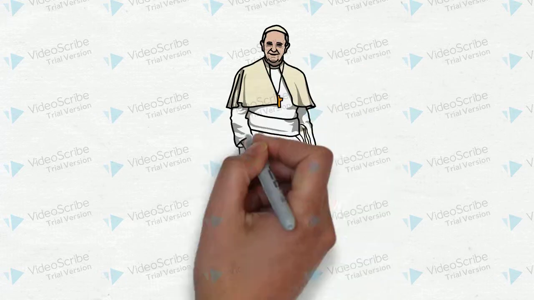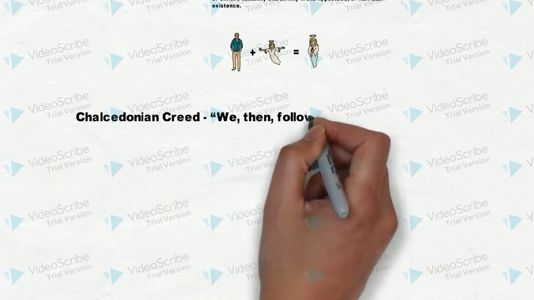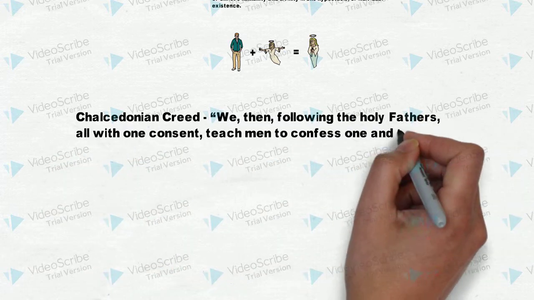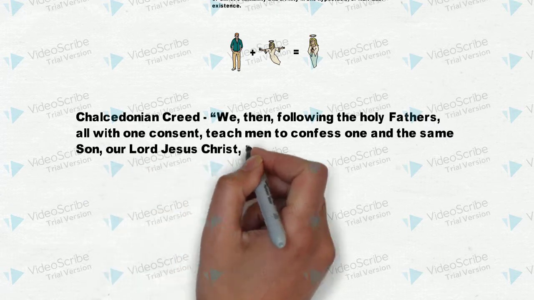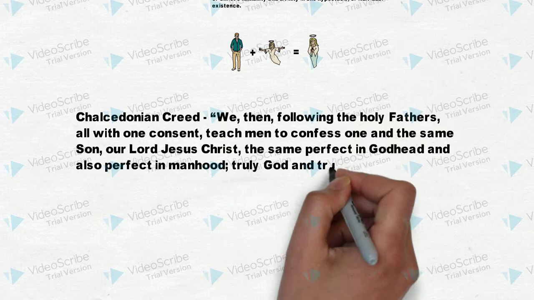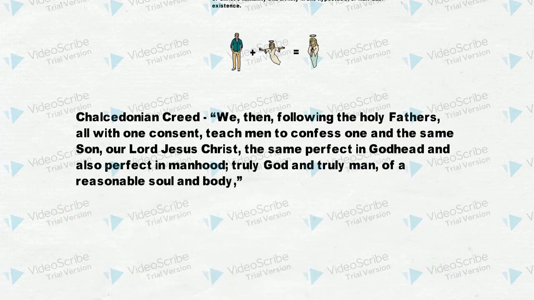Early church fathers in the Chalcedonian Creed say that we, then following the Holy Fathers, all with one consent, teach men to confess one and the same Son, our Lord Jesus Christ, the same perfect in Godhead and also perfect in manhood, truly God and truly man, of a reasonable soul and body, to say that it is believed that Jesus was both divine and human in one body and soul.